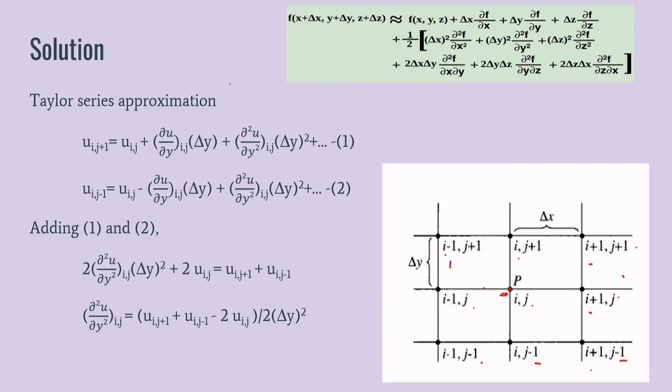So for this, we can take Taylor series expansion. Here I have shown a Taylor series expansion for three coordinates, x, y, z coordinates. Here we only have x and y. So for f of x plus delta x and y plus delta y and z plus delta z, it will be varying in this fashion.